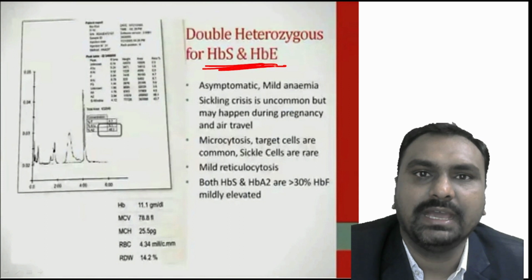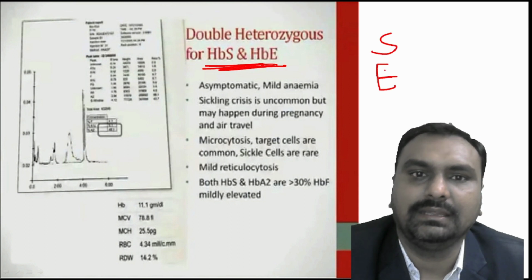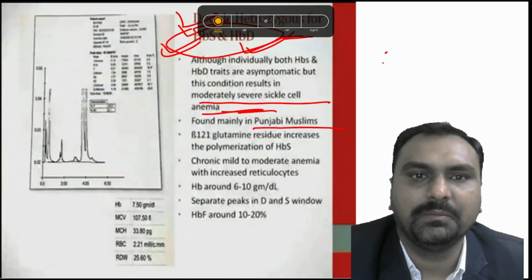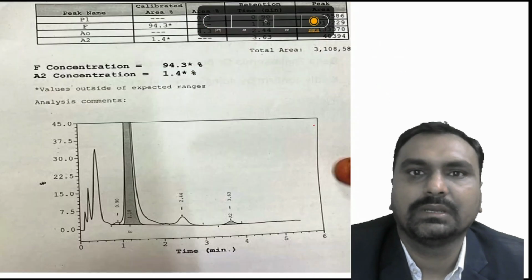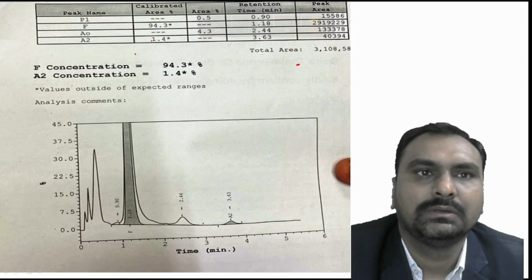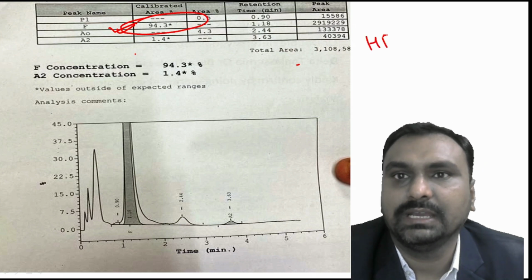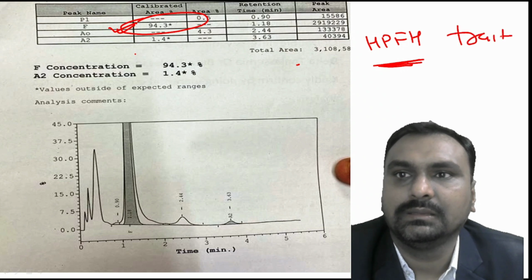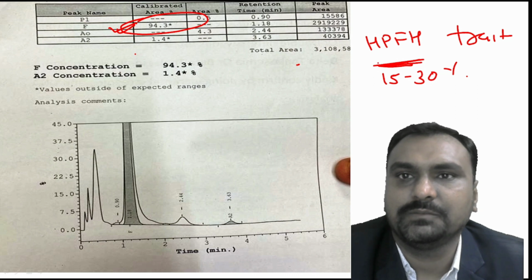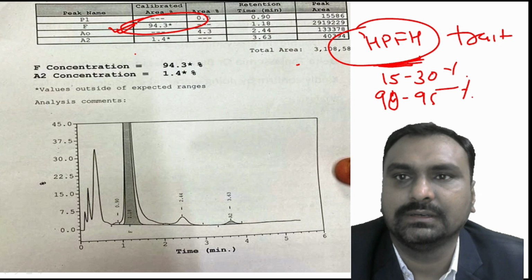There can be double heterozygous for HbS and HbE, where there will be peaks at both the S and E windows. Here there will be peaks at the HbS as well as the HbD window. Now, here the fetal hemoglobin is 94.3, so it may be hereditary persistence of fetal hemoglobin. If it is a trait, the percentage will be around 15 to 30%, but in HPFH homozygous condition it is 90 to 95%.